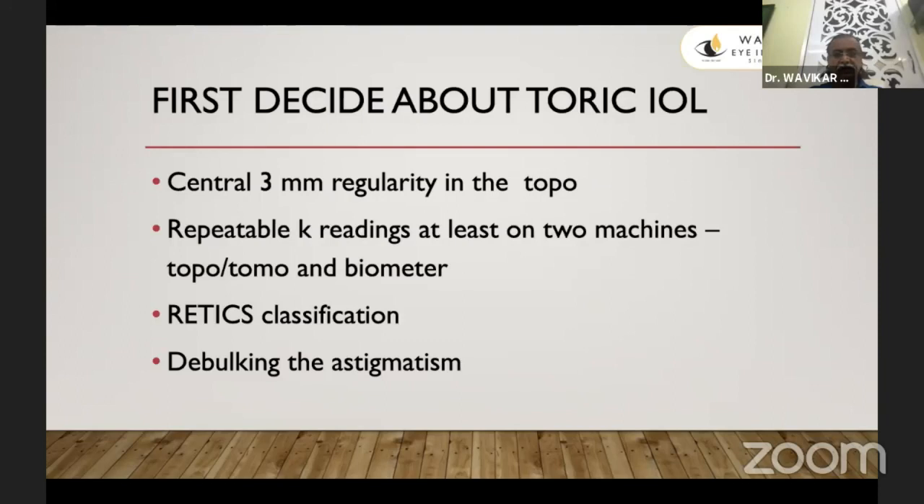And the fourth point is debulking the astigmatism. So once you have decided on a toric IOL, it is important to tell the patient that we are not going to get rid of the total astigmatism, but we are going to significantly reduce it.